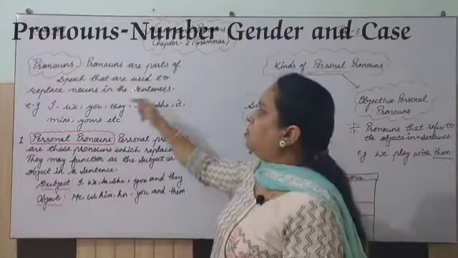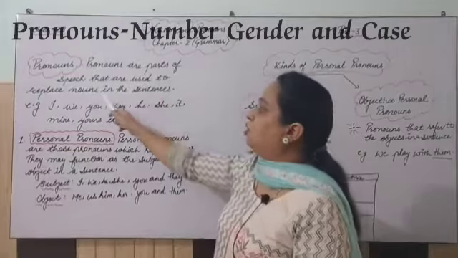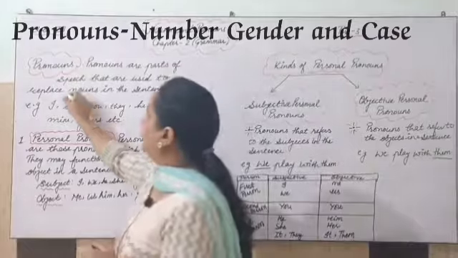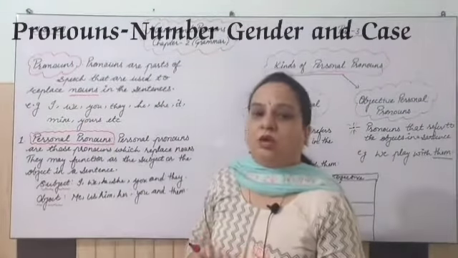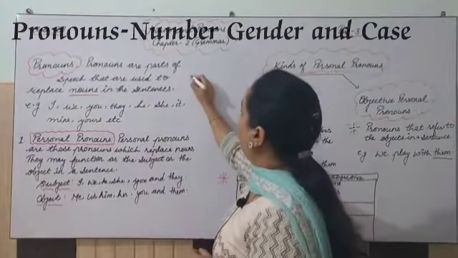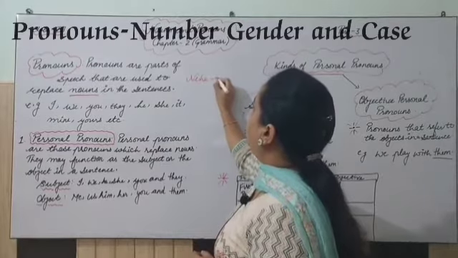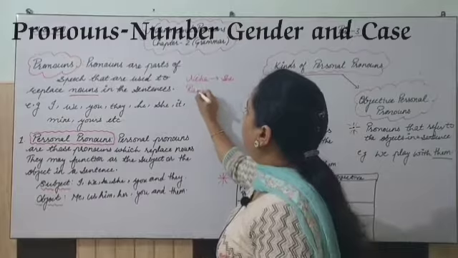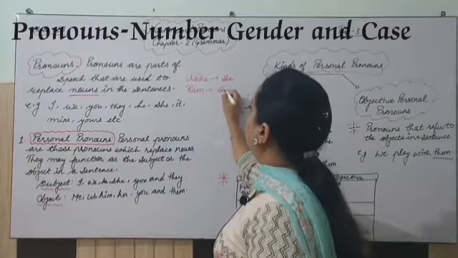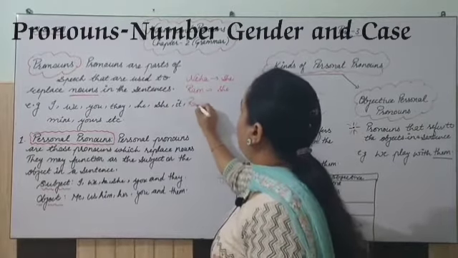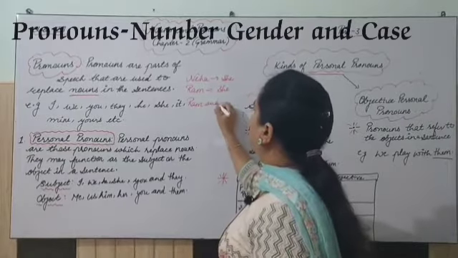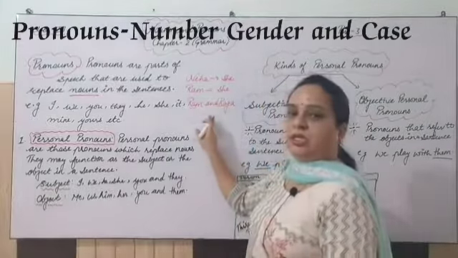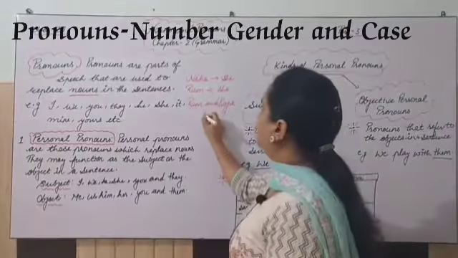Pronouns are the parts of speech that are used to replace nouns in the sentence. So what is to be replaced here? We have to replace the nouns. Like I have given you, Neha will be replaced with she. Ram will be replaced with he. If I am doing Ram and Raja, so there we have 2 subjects here. So what will I replace this with?